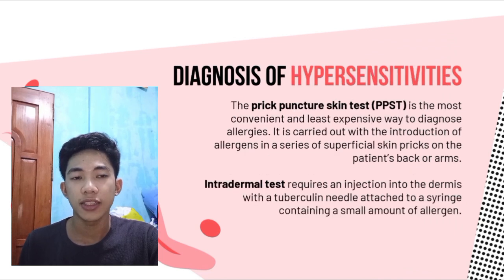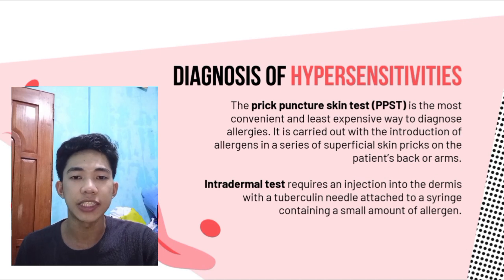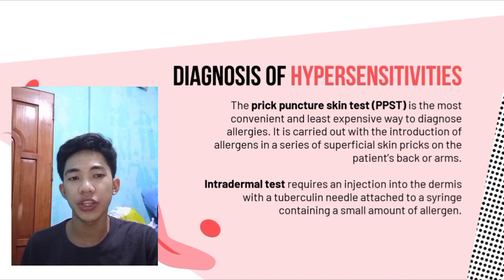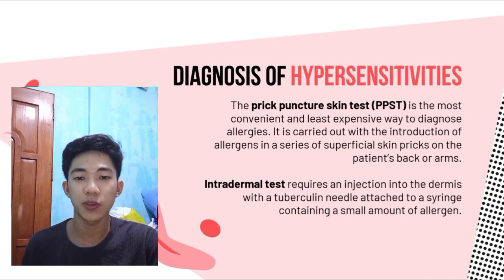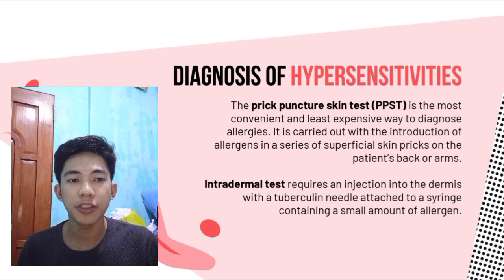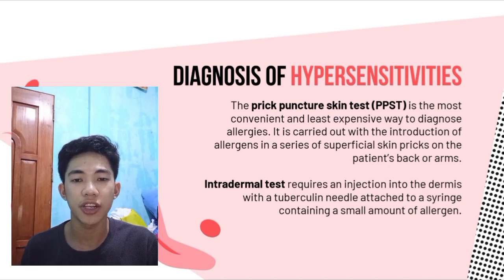Now, let's talk about diagnosis of hypersensitivities. We have two methods of diagnosing hypersensitivities. First one is the prick puncture skin test or PPST, and second one is the intradermal test. So the PPST is the most convenient and least expensive way to diagnose allergies, and it is carried out with the introduction of allergens in a series of superficial skin pricks on the patient's back or arms. And for intradermal test, it requires an injection into the dermis with a tuberculin needle attached to a syringe containing a small amount of allergen.